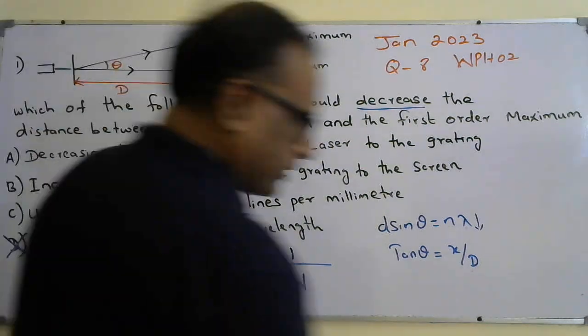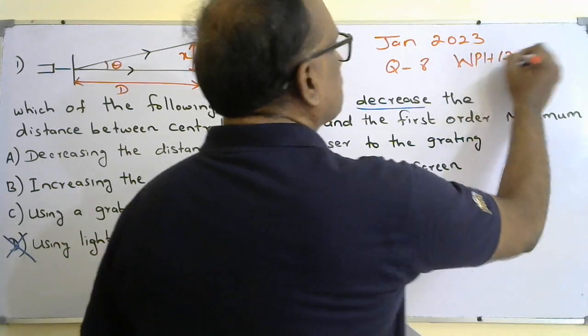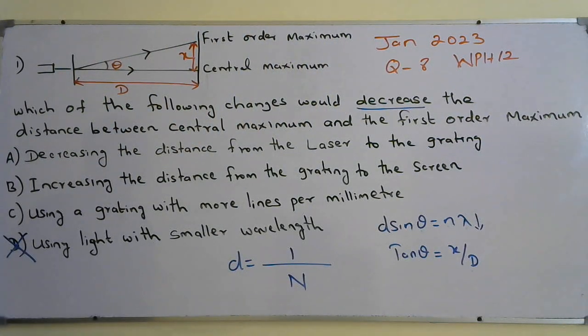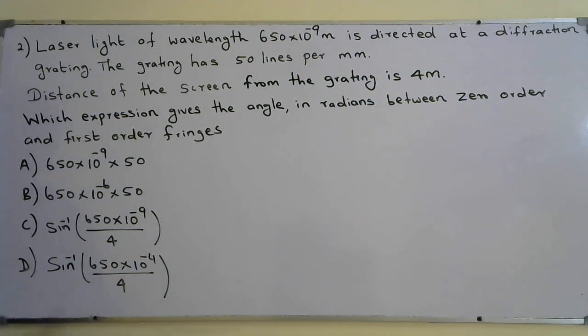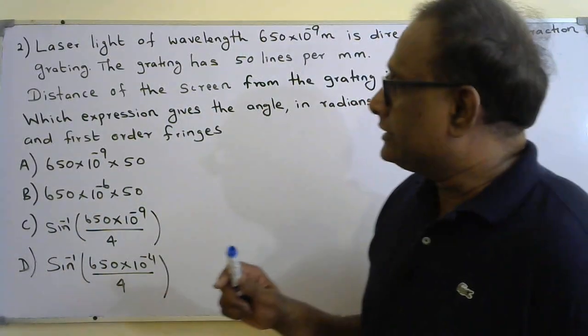WPH 1 2, not 0 2, I think WPH 1 2. This is January 2023, question number 8 MCQ. Okay, so this is the second question. It's an Edexcel IAL past paper question, but I can't remember which year.